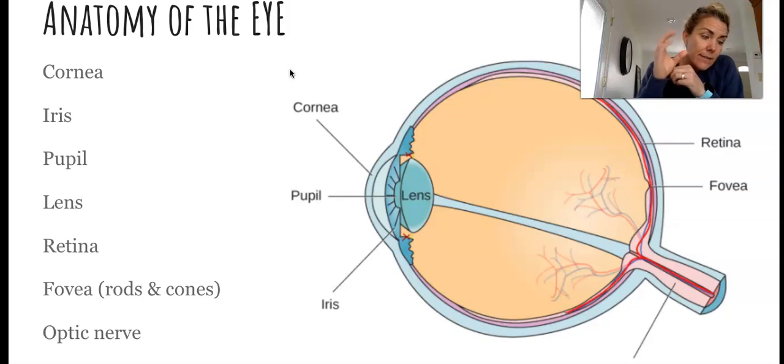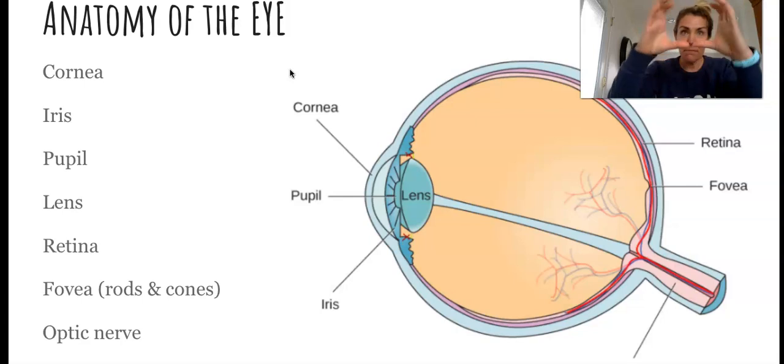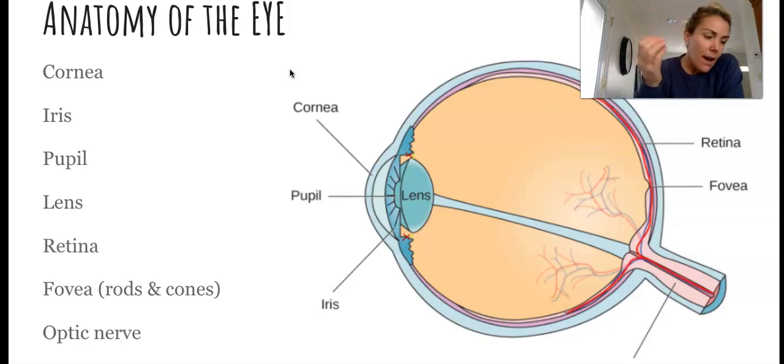And then it's the lens, and the lens is that clear, flexible structure, and it refracts the light, and it turns that image, remember, upside down in the back of the eye, which is kind of weird, but you see it as upright. And so it goes cornea, iris, pupil, lens, which refracts the light to the back of the eye.